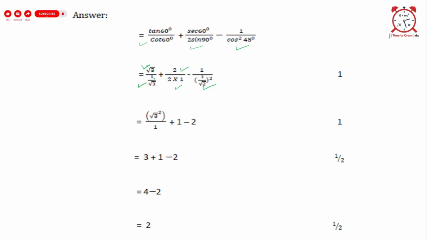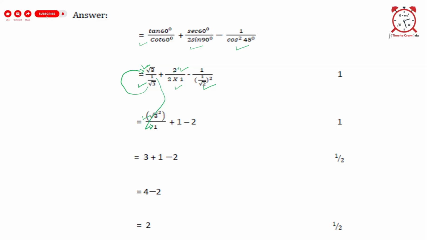Now this denominator will multiply with the numerator, so that is why root 3 square, and this denominator, as it is coming in the denominator, 1.